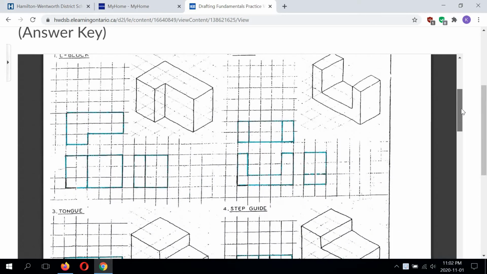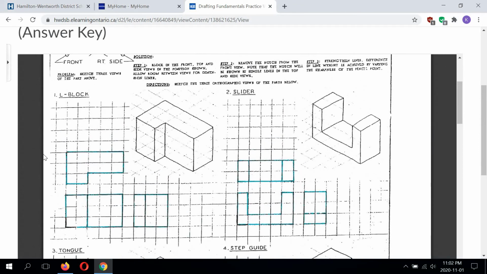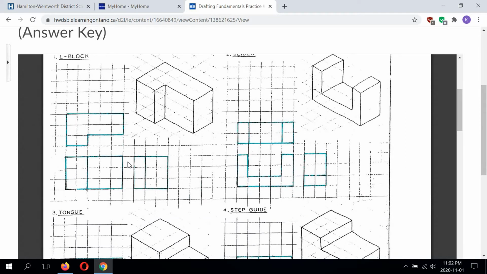So here is page 1. If what you're seeing here looks the same as what I have on your sheet, then you can give yourself a pat on the back because you've done things correctly. So we're taking a look at the block. We're seeing always in the bottom left-hand corner the front view, which shows this surface and this surface. Directly above, with one grid space left between views, we see the profile of the top view. And then one grid space between the front view and the right side view, we see this surface and this surface for our right side view.